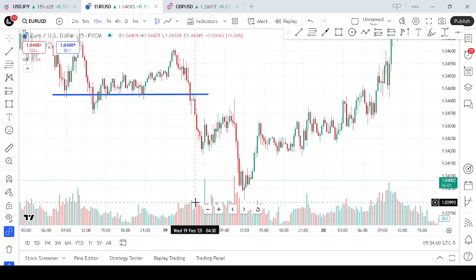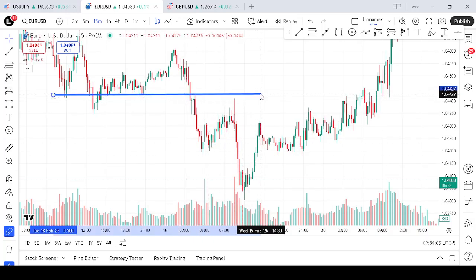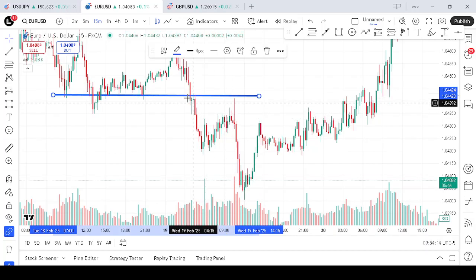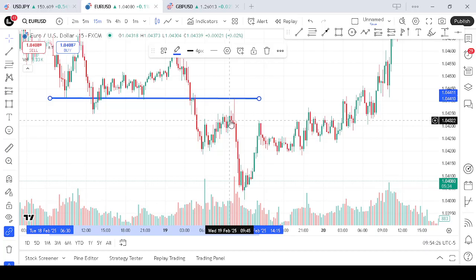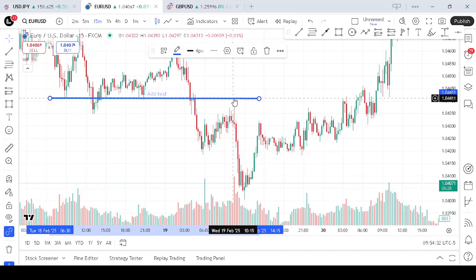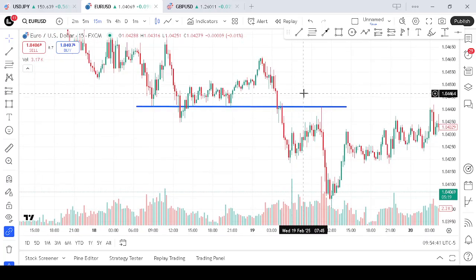The second method is to wait for a pullback after the initial breakout. This approach often provides a better price entry opportunity. When price pulls back to test the broken level, it should now act as support or resistance. In case of a bearish breakout, the retest line should act as a resistance, but in case of a bullish breakout, it should act as a support.